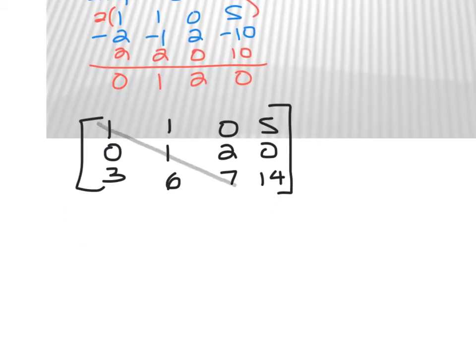Same goal, diagonal of 1s, 0s below them. So again, I'd work through the 0s before I start worrying about the other 1s because sometimes you can change it to a 1 and lose your 0. You want to keep the 0. So my next spot would be this one. I would want to make that be replaced with a 0.